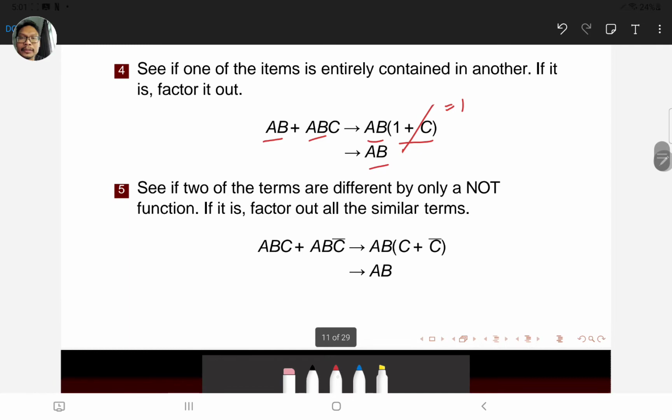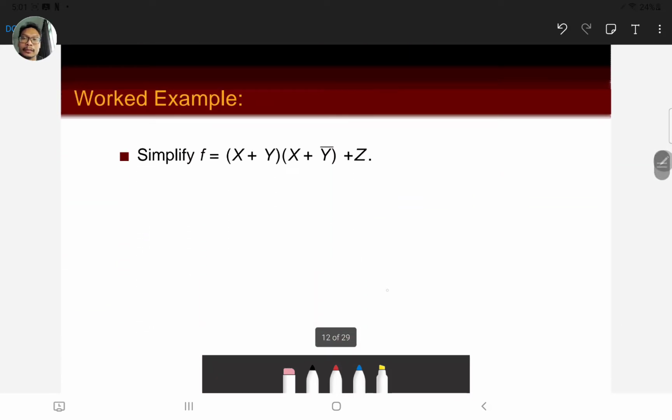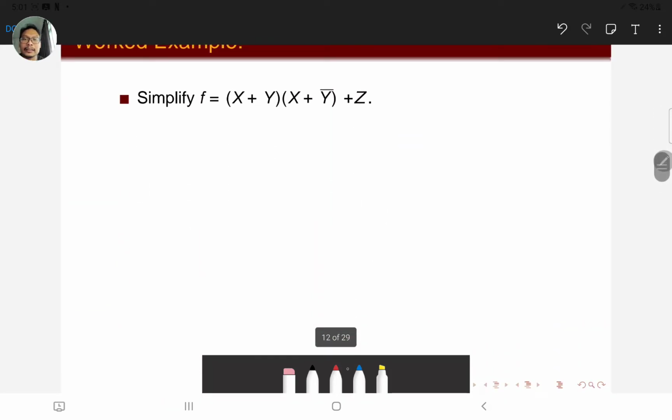Number 5, see if two of the terms differ by only a not function. If so, factor out all the similar terms. Again we have AB and AB there. So AB(C plus C bar). And what is C plus C bar? This is equal to 1, and therefore our final solution is AB. Okay, so let's look at another example here.